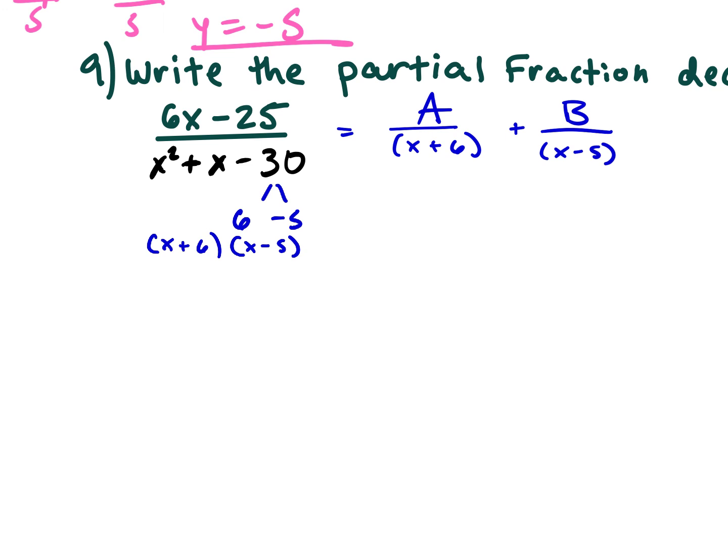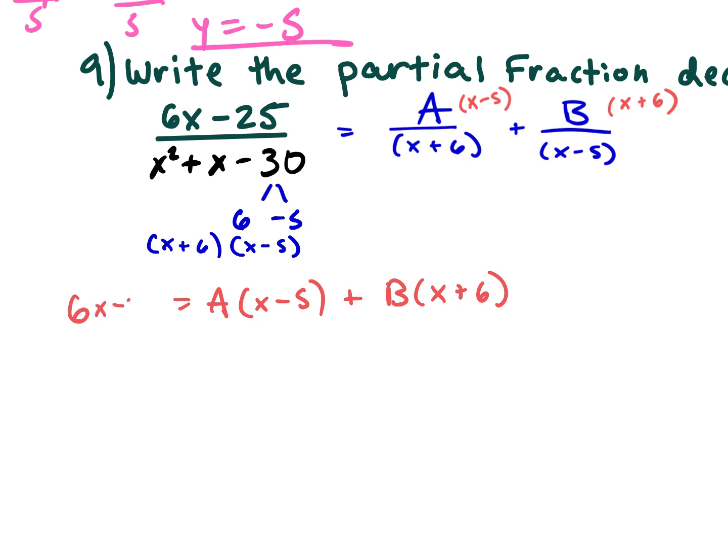What's next? Make common denominator. I need to make common denominators, so I multiply by what's missing. In the first one, I'm missing x minus 5. Second one, I'm missing x plus 6. So here I have A times x minus 5 plus B times x plus 6. And what's that equal to? The top, 6x minus 25.